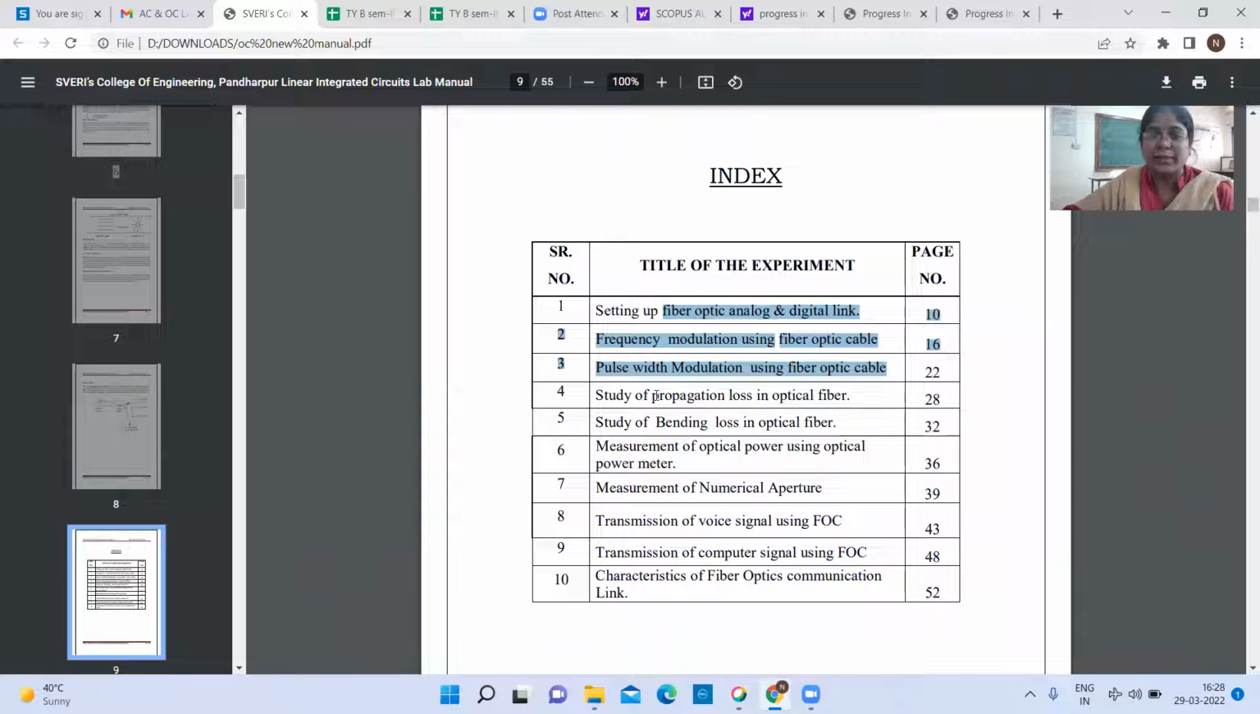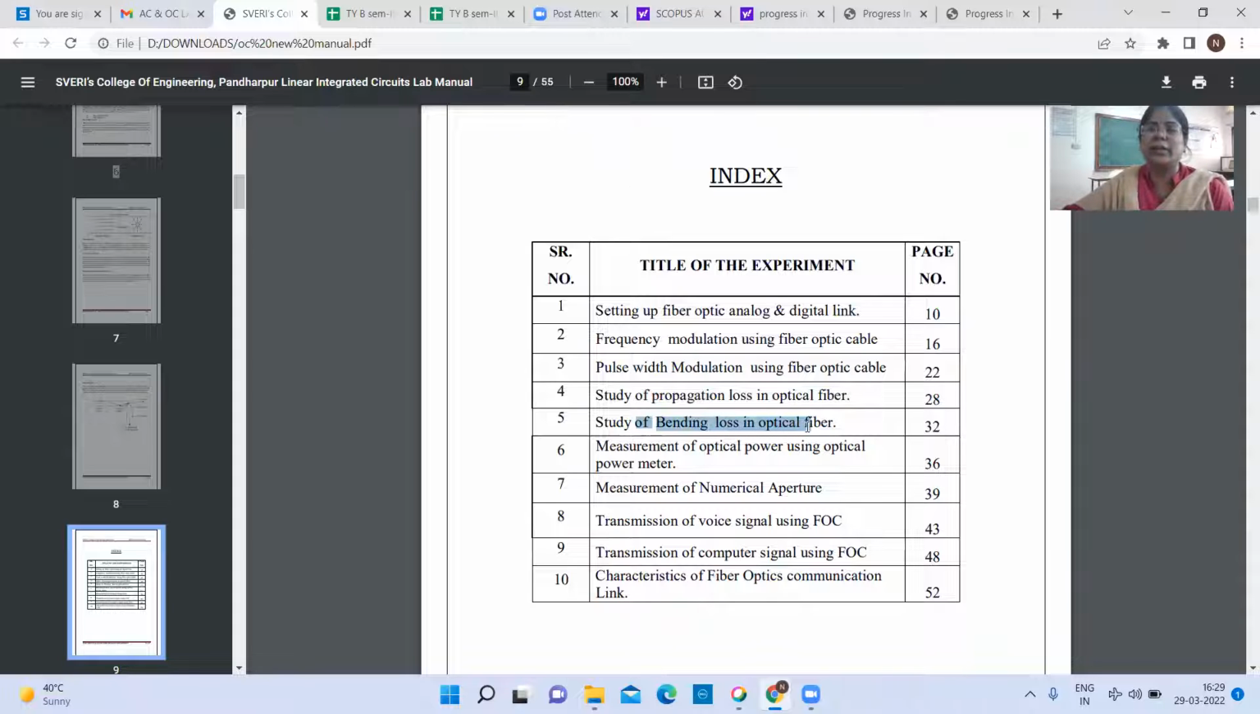Then experiment number 4, 5, 6 and 7. हे जे 4 experiment आहेत, these 4 experiments are related to the different parameter calculations in the optical fiber. For example, in the 4th experiment, we have to study the propagation loss, how to calculate the propagation loss in optical fiber, then study of bending loss.